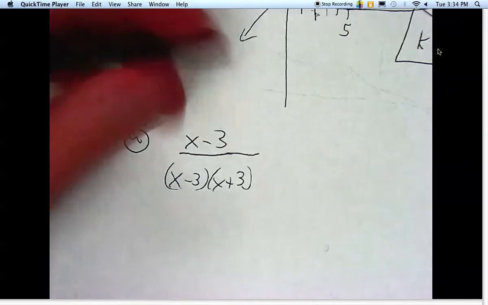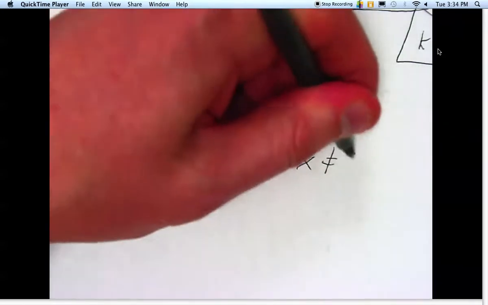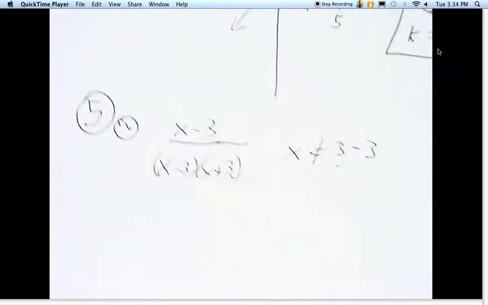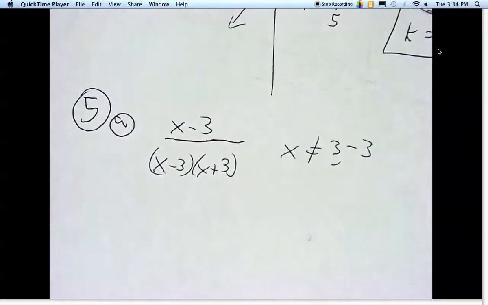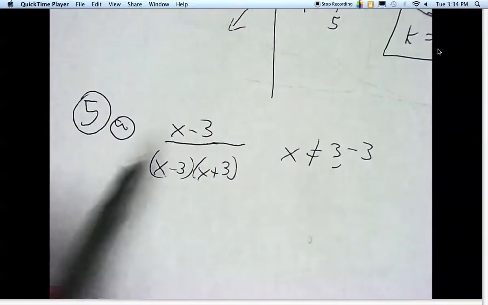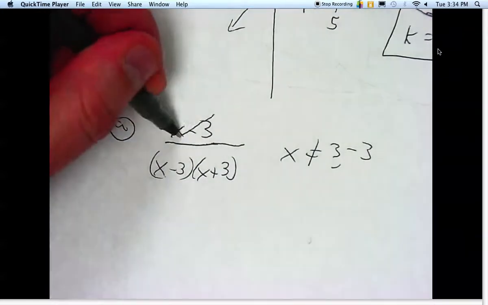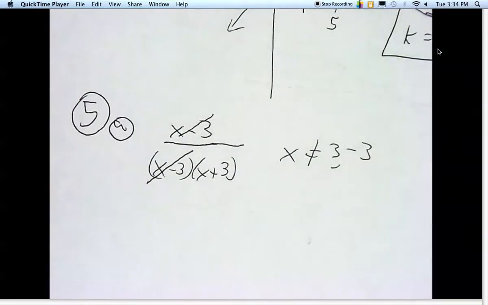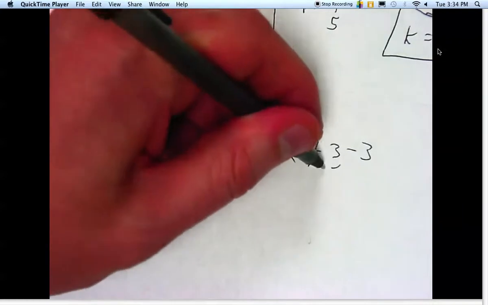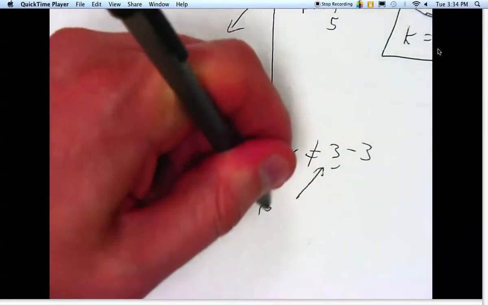So right away I see my domain restrictions are 3 and -3. Those are going to be my points of discontinuity. Everywhere else should be fine. And then I just look to see which ones I can cancel away. X minus 3 cancels away, so that means this problem cancels away, which is a hole.